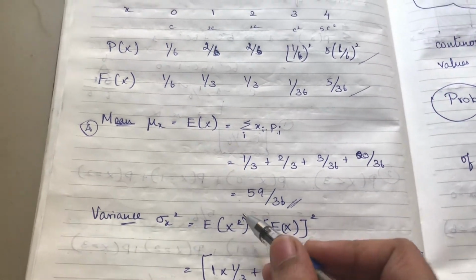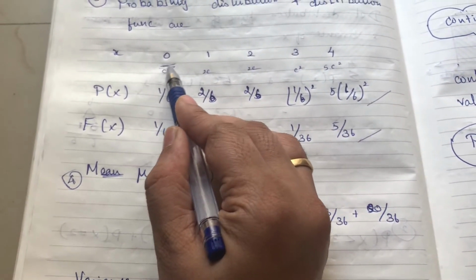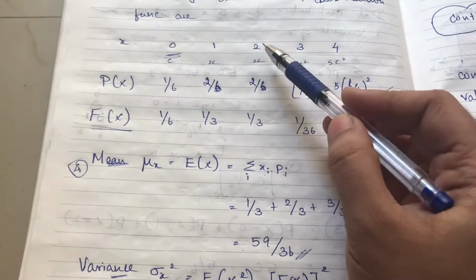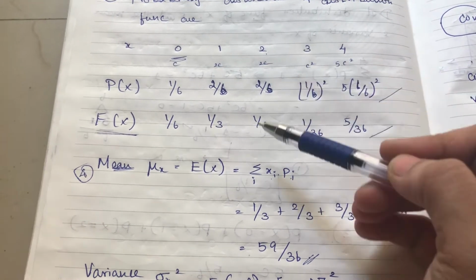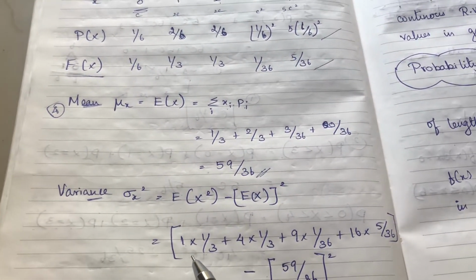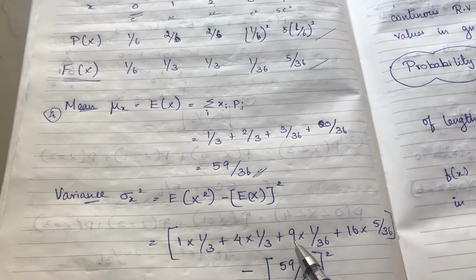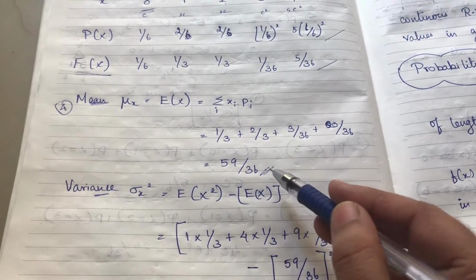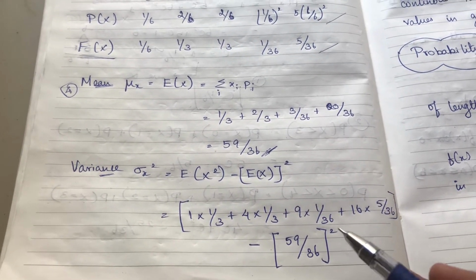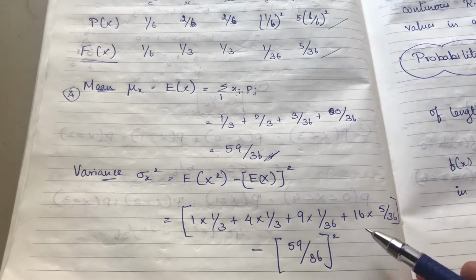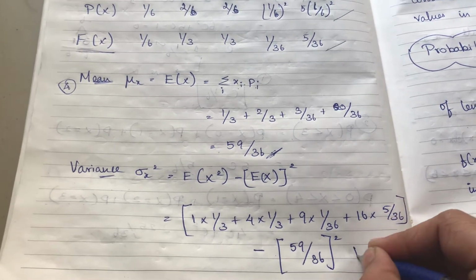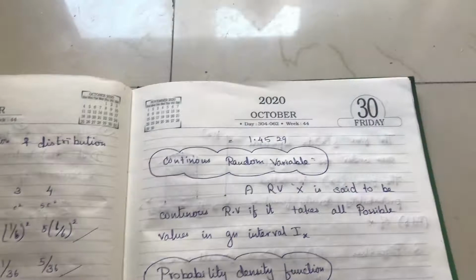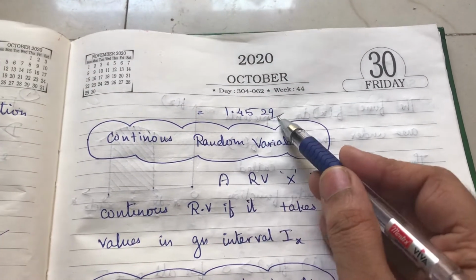And then for x square, you need to square the values: x square into p of x, like f of x. So 2 square is 4 into 1 by 3. Likewise I have written here 1 into 1 by 3, 4, 3 square, 4 square. Then minus E of x, which is 59 by 36, so 59 by 36 the whole square, because it is nothing but mu x the whole square, which is mean square. Okay, so we will get the answer.